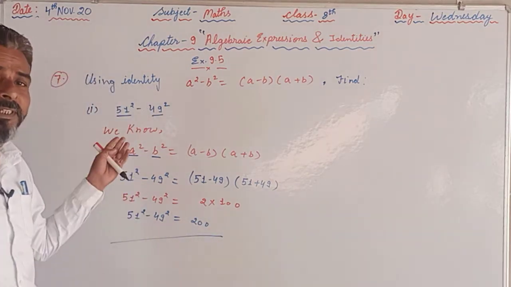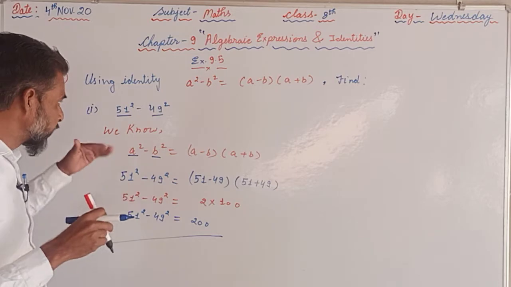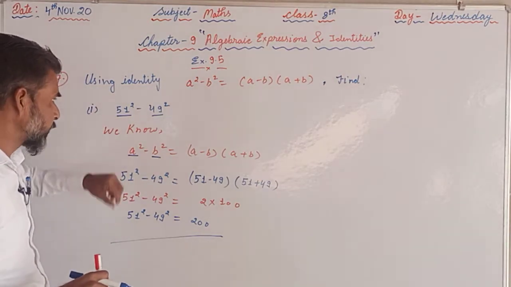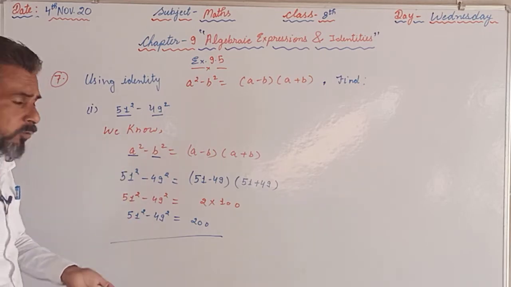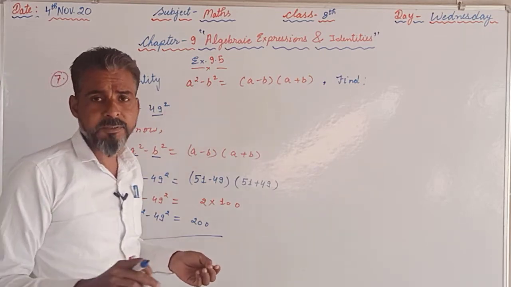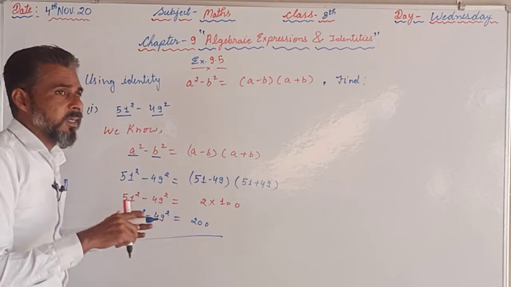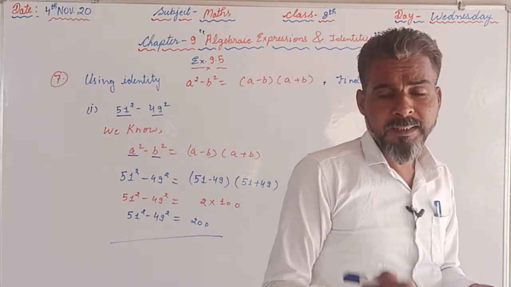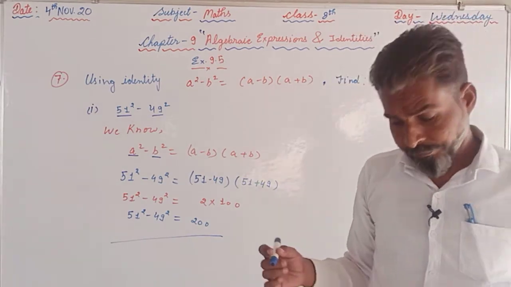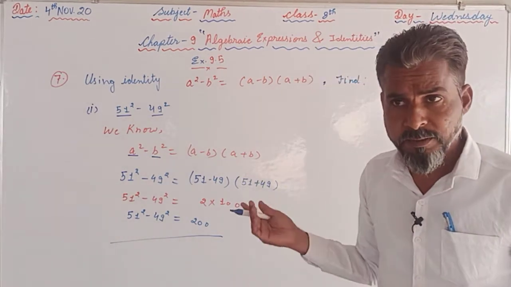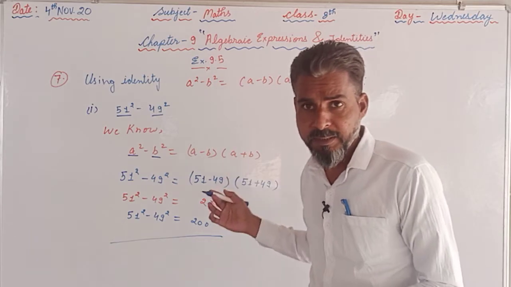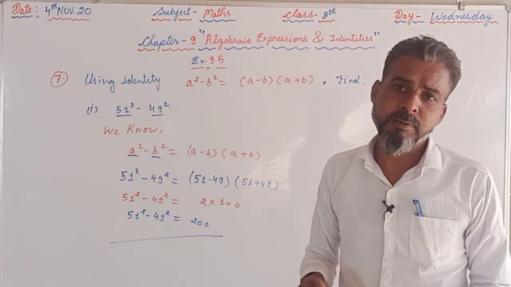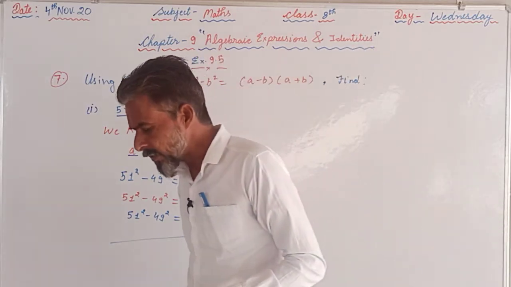That is using that identity. Otherwise, we would have to find the value of 51 into 51 and then subtract 49 into 49. So we would multiply two times, and afterwards subtract as well. That is the longer process. To avoid that process we use the identity, which is also given in this question. If the identity is not given, even then you can use the same identity, that is a square minus b square is equals to a plus b into a minus b.